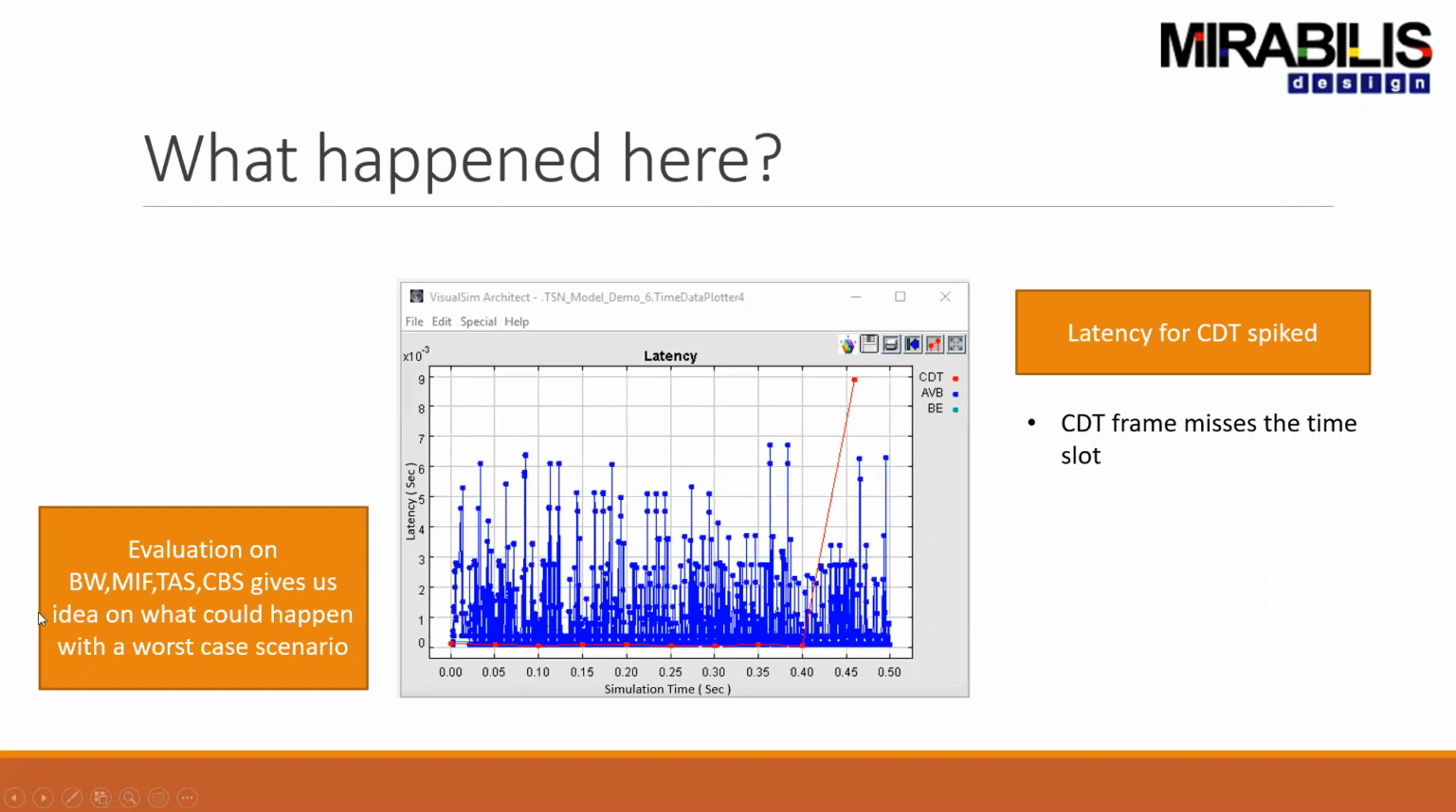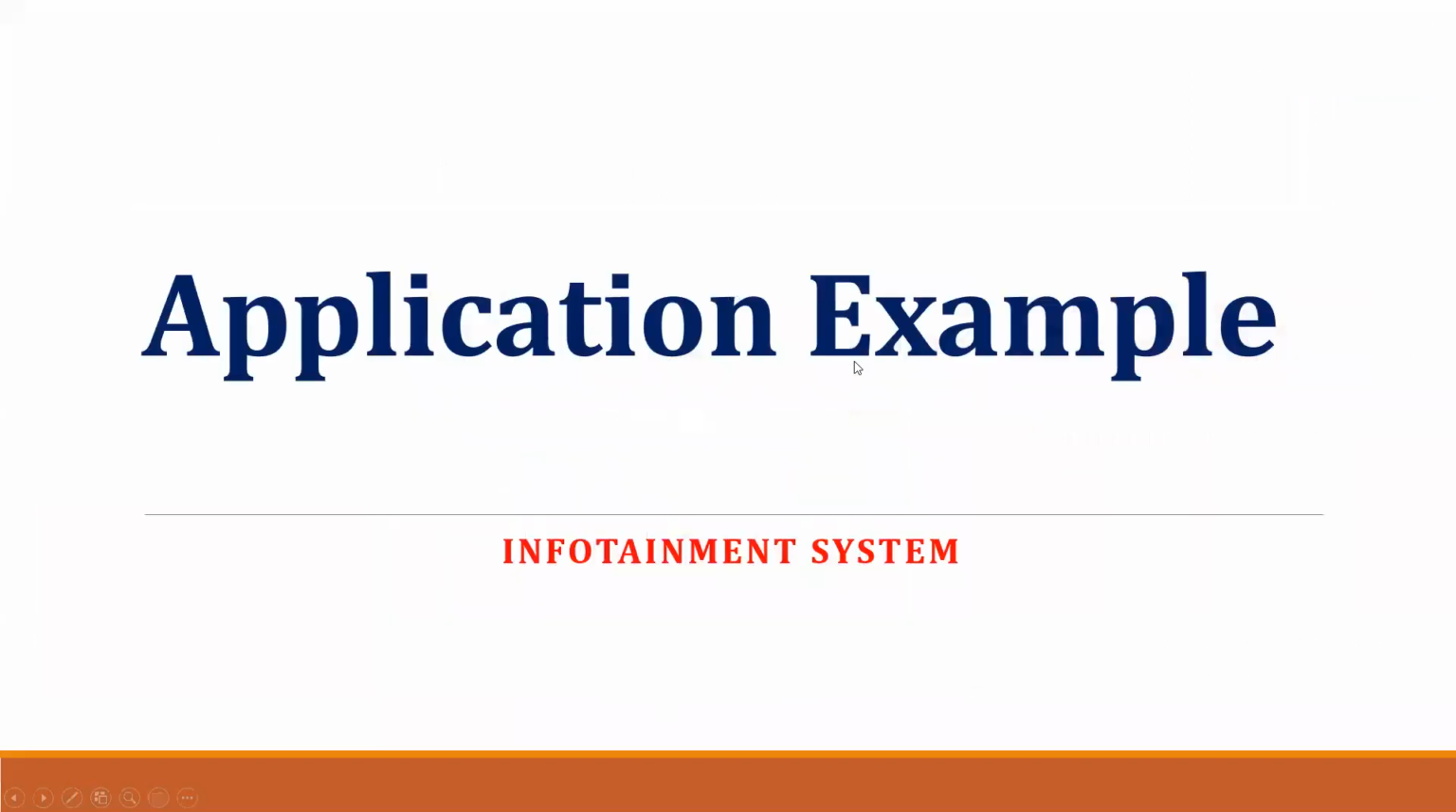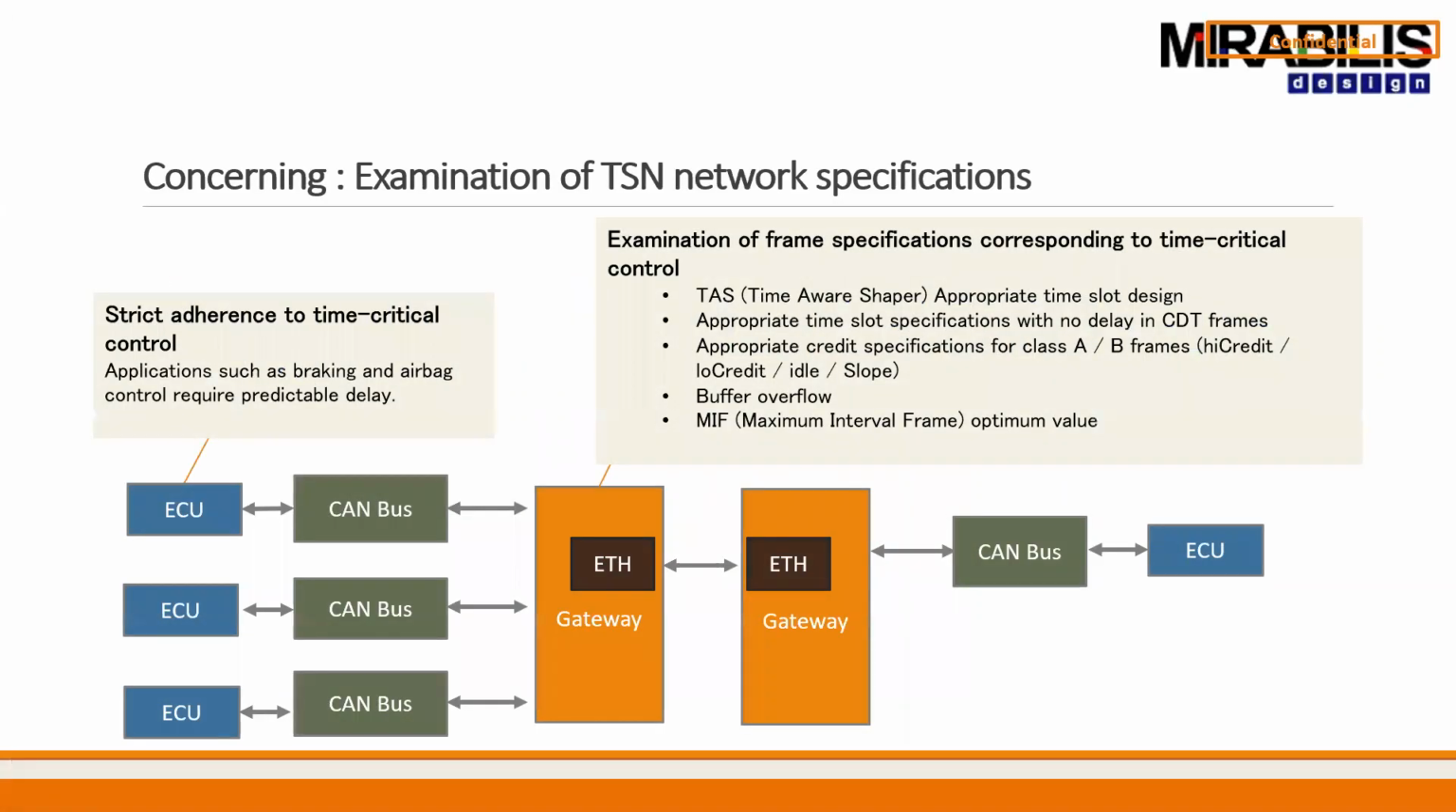So what happened? What we did was we changed the bandwidth, the time-sensitive data, the CBS parameters, and we're looking at what happens in a worst-case scenario. So this is a worst-case analysis that we're trying to do, seeing how much the CDT would spike. Having said this, now we'll move over to an application example.